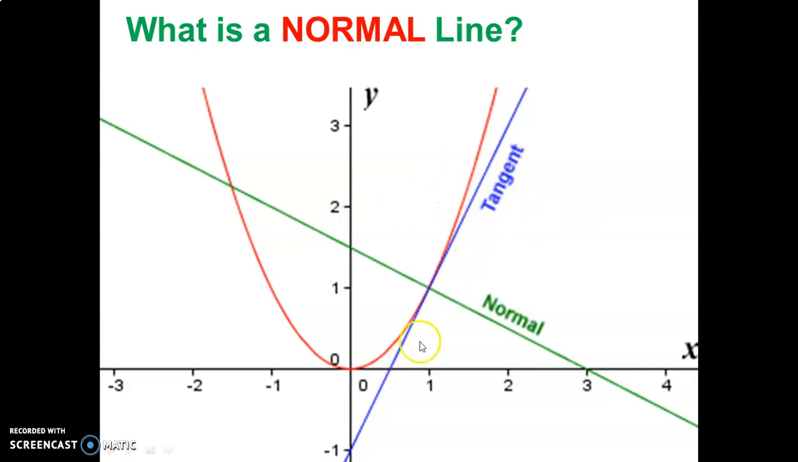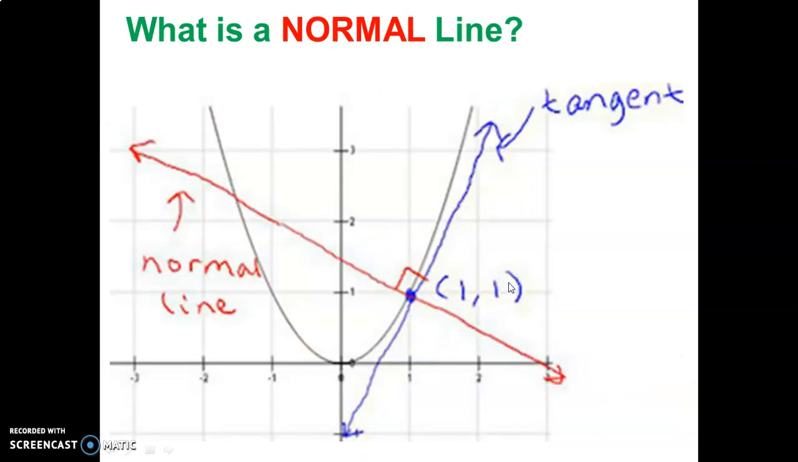A tangent line is like the blue one here. We've already been talking about tangent lines a lot. It hits a curve at one point. A normal line is a line that at that same point, the point of tangency, is perpendicular to the tangent line. So you can see the normal is perpendicular there.